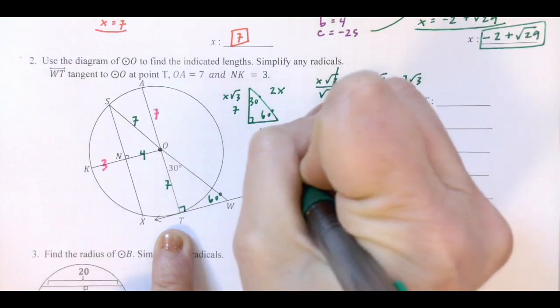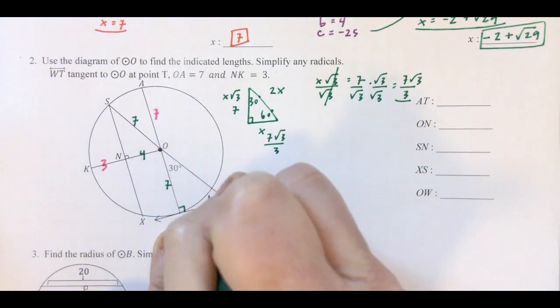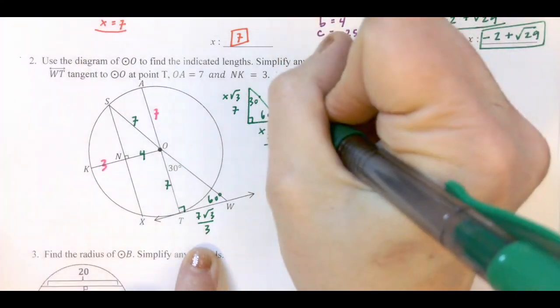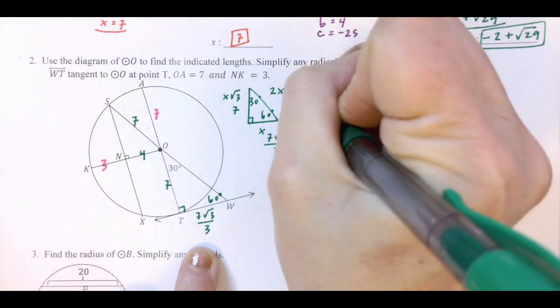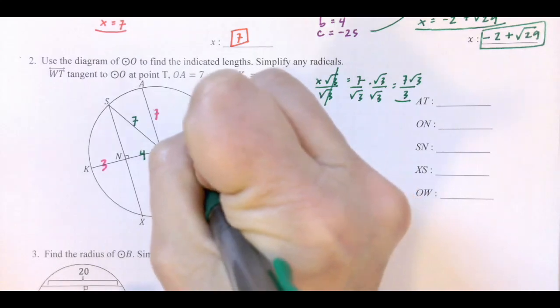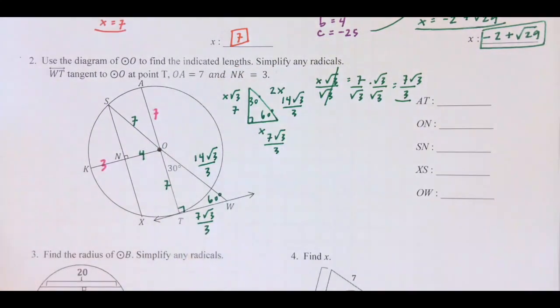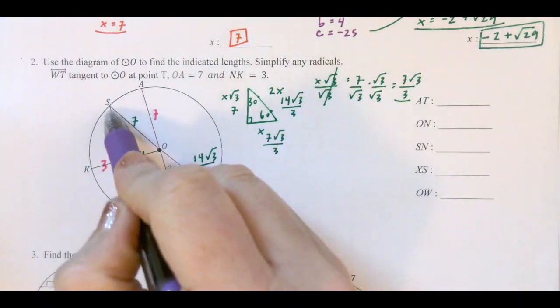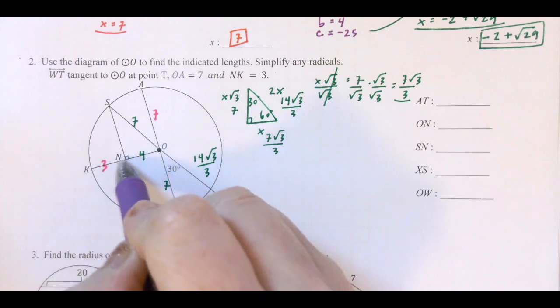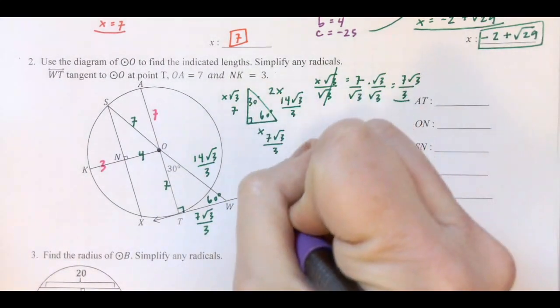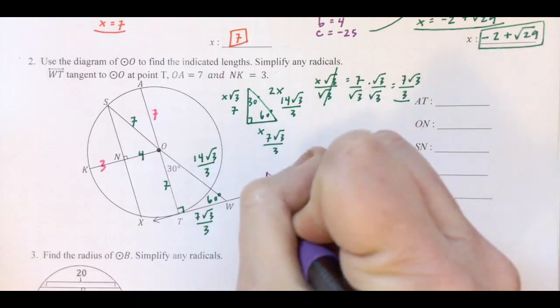7 root 3 over 3. Here, 7 root 3 over 3. And then I just double it. I multiplied that by 2. So that's going to get me 14 root 3 over 3 for right here. Okay, so then I also want this measure here, and I see that that's a right triangle.